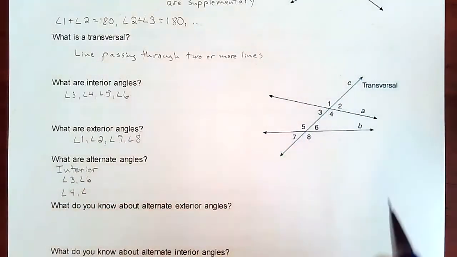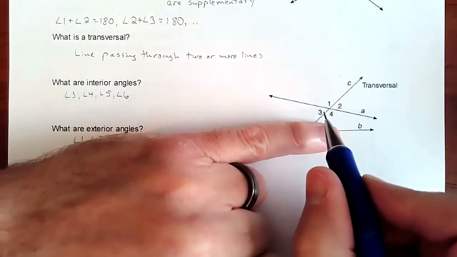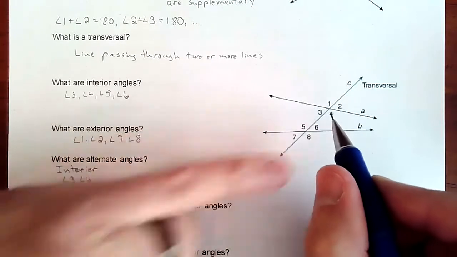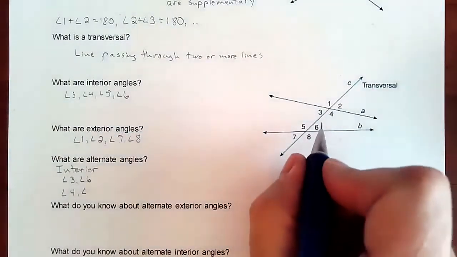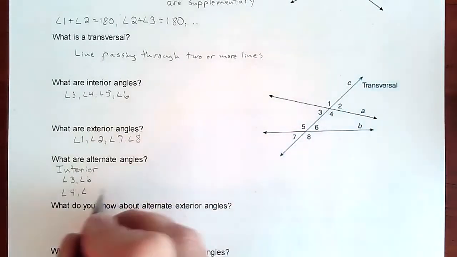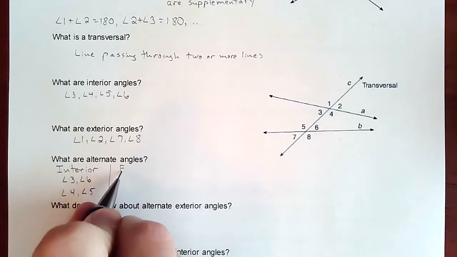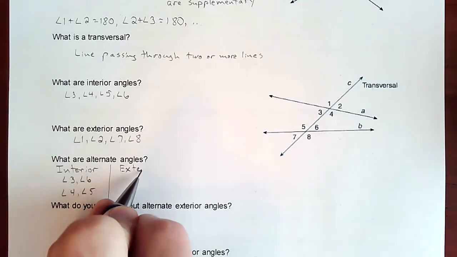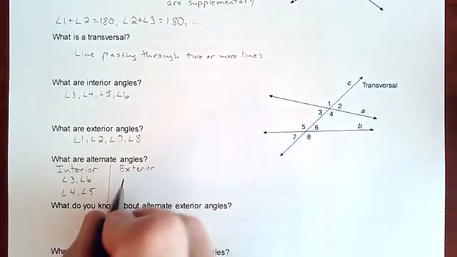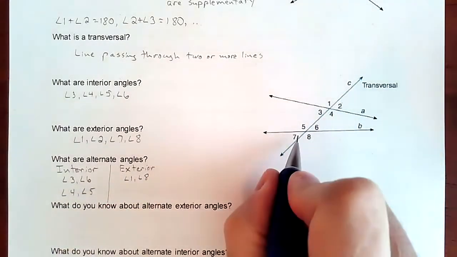Okay, so we're not taking 3 and 4 because that wouldn't need this additional line. That's something else. Okay, so alternate interiors are taking one from one chunk of 4 and combining it with another chunk of 4. And then you have the same thing with the exterior. So alternate exterior, you would have 1 with 8 and 2 with 7.